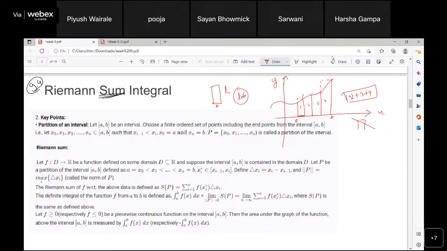So what I can do is take this, which will be my delta x, and I can take any of these heights. So I take this height, say this is my f of xi. If I know f of xi and delta x, I can find out the area of this particular rectangle. Similarly, I can find the area of all the rectangles and just sum them. Then I will get the area under this curve.